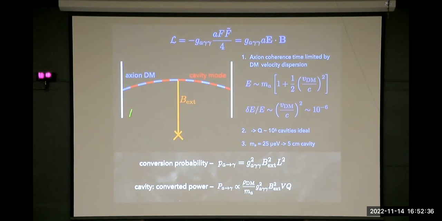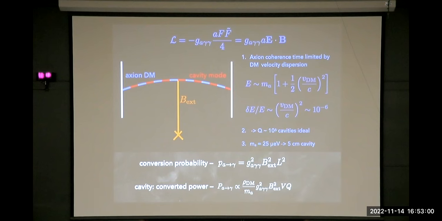I told you the axion has an energy of its mass. That's not quite correct, because it does have some kinetic energy. Dark matter in our galaxy is moving at a few hundred kilometers per second. So the energy has kinetic corrections, which gives an energy dispersion on the order of the velocity of the dark matter in units of the speed of light squared, which is on the order of 10 to the minus 6, which tells you a quality factor of 10 to the 6 for your cavity is ideal.